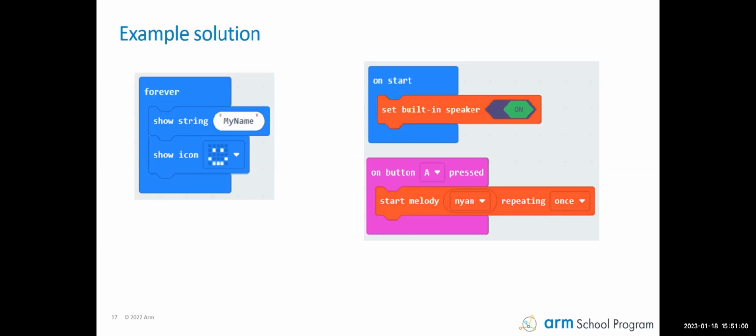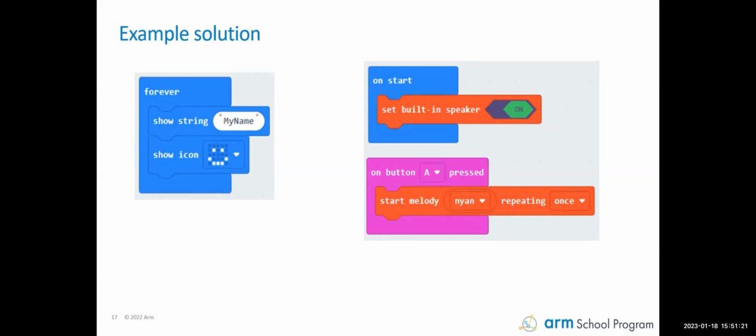To get the sound to work with the V2s, you do have to have that on start block there where it sets the built-in speaker to on, so you have to turn the speaker on, and you'll see this in a couple of the other projects as well. So that's an important thing to not forget, because by default that isn't on because there are two versions of the microbit, and the V2 has the speaker whilst the V1 doesn't, so you need to enable that.